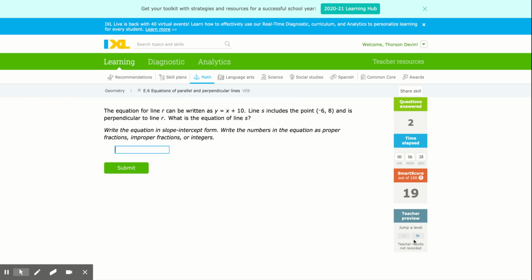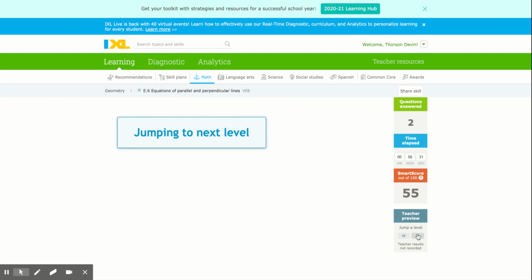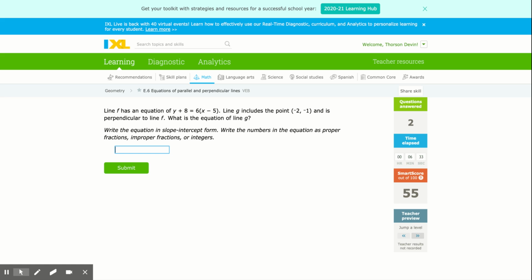I'm going to jump ahead to make sure I don't think anything else gets more difficult than this. Ooh, line F has the equation of y plus 8 equals 6 parentheses x minus 5. Line G includes the point -2, -1, and is perpendicular to line F. So we need to write the equation in slope-intercept form.